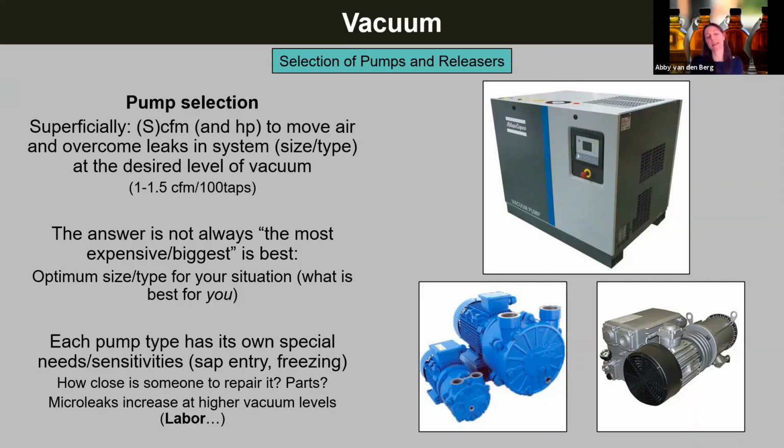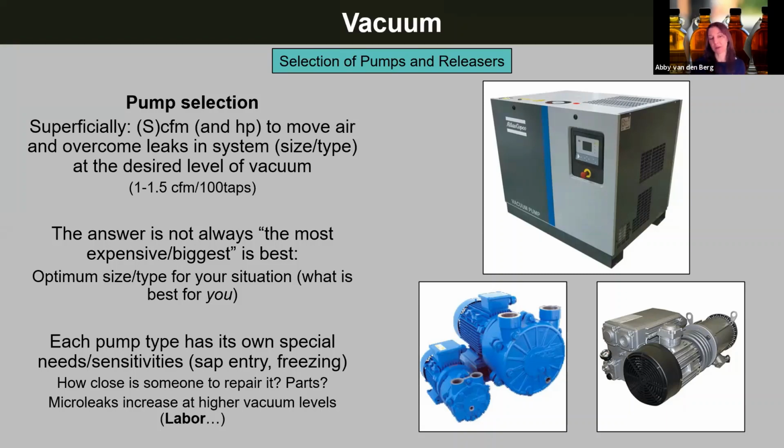And then another thing to consider as you're sitting there dreaming about the highest level of vacuum you could possibly achieve in the most expensive pump is that as we reach higher vacuum levels, so when we get up to 27, 28 inches of vacuum, things that weren't leaky at 21 and 23 inches of vacuum all of a sudden become very leaky. And so we get a lot more micro leaks in situations where we have higher levels of vacuum.